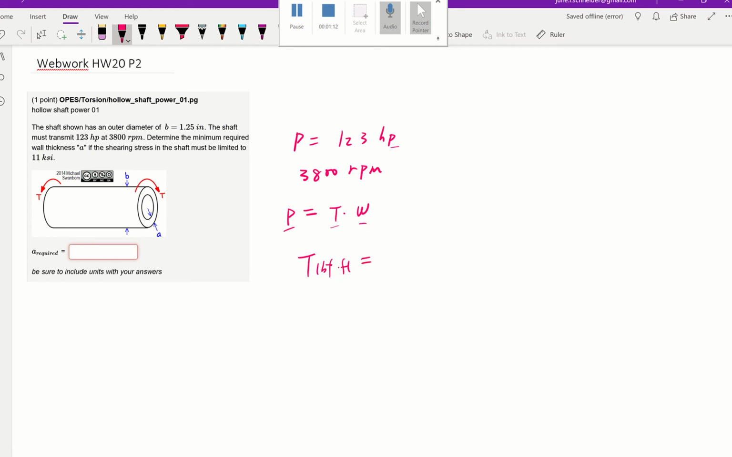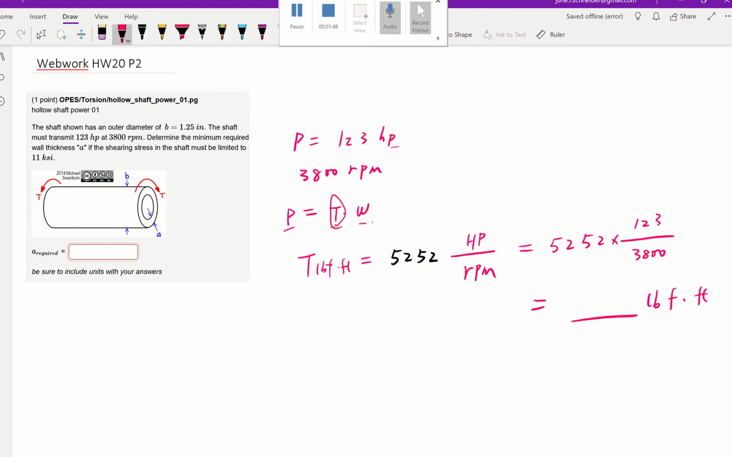If we do that, we already have this magic number, 5252, so you don't need to convert every single time, you just use it. Torque is equal to 5252 times the power in horsepower, divided by omega in RPM. So here we can quickly figure out the answer: 5252, horsepower for mine is 123, divided by 3,800 RPM. That's all, and you are guaranteed to get the unit of pound-foot for the torque.